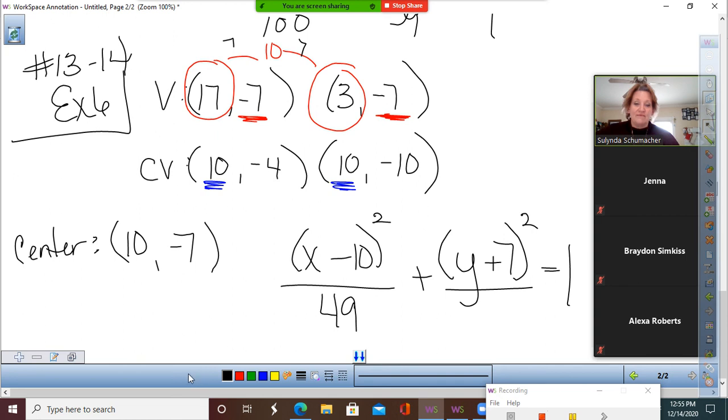All right? Same thing when I talk about the y value. My y value, the center on my y values is -7. So how far is it from -4 to -7 or from -7 to -10? It's just 3 units, right? So I'm going to square 3 and put it underneath the y. That's it.